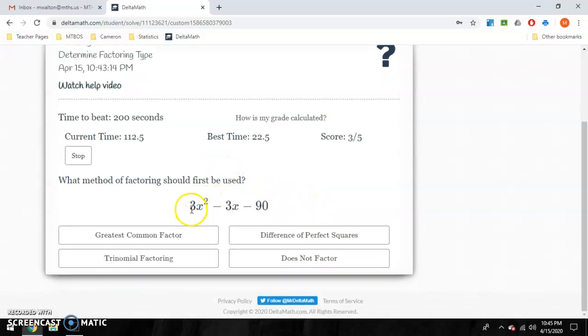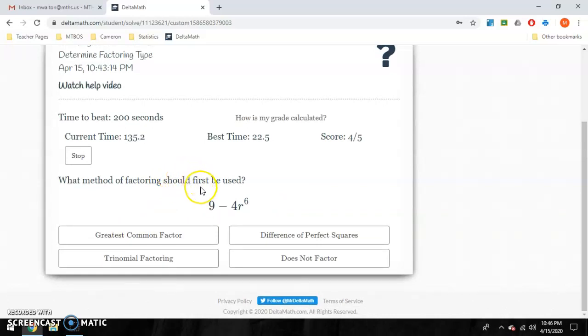All right, next one. 3x squared minus 3x minus 90. Let's start off again. Greatest common factor. Well, let's look. Do we have anything we could divide out of all of these? Well, we've got a 3, a -3, a -90. All of those are divisible by 3. So this would be a greatest common factor.